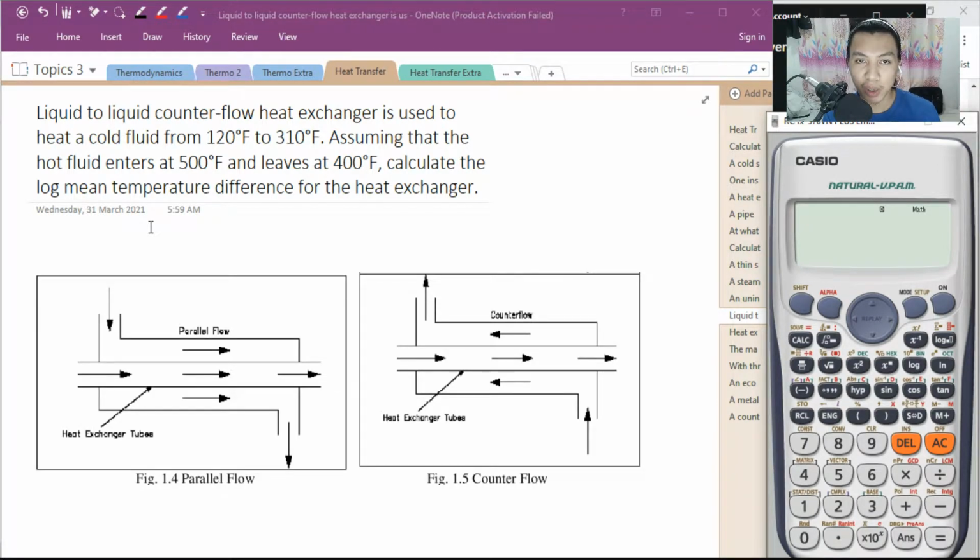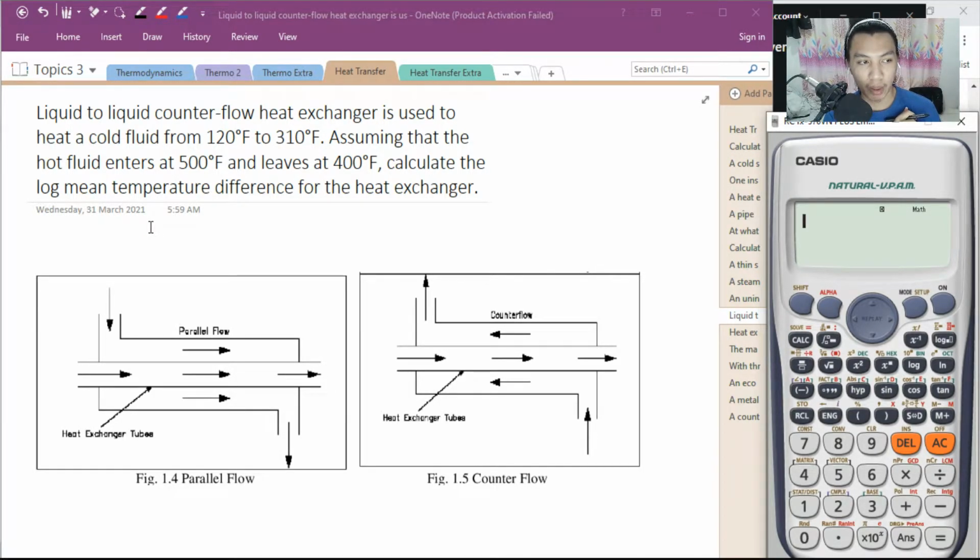But for the logarithmic mean temperature difference for the heat exchanger, the temperature difference between the two is somewhat exponential. They don't have a common difference, but they have a common ratio. Going back to your algebra, logarithms deal with exponential growth, or exponential decrements and increments. As for the arithmetic mean, it means the average temperature difference between the two flowing fluids.